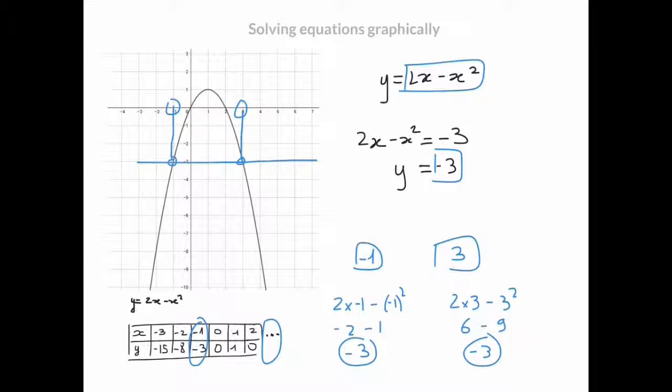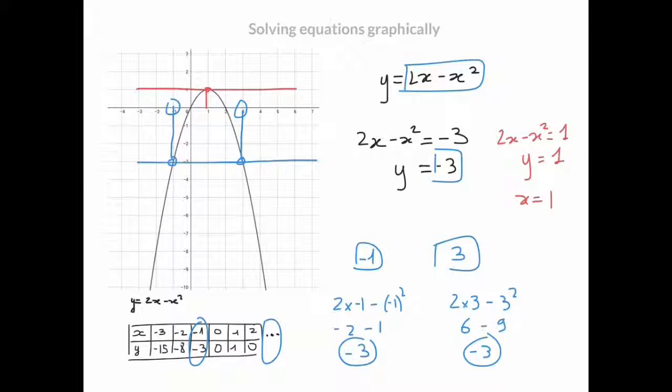Let's now have a look at what would happen if the equation was slightly different, such as 2x - x² = 1. So now we want this to be 1, which corresponds to the y on our graph. So we're looking for the points for which y is equal to 1. And this happens on this line right here. Now we only find one solution, and this is x = 1. You can check by substituting x into this expression that twice 1 minus 1 squared is 1 indeed.